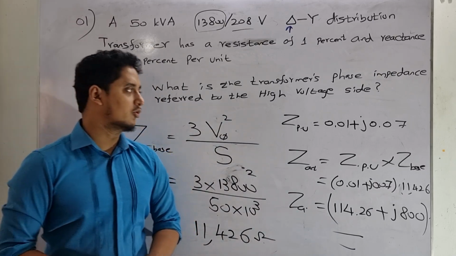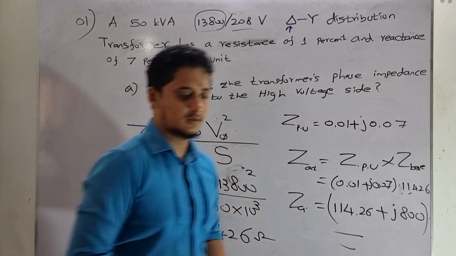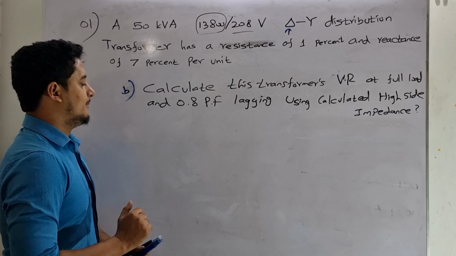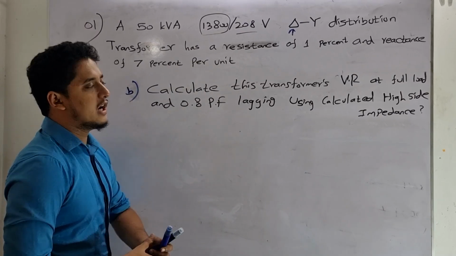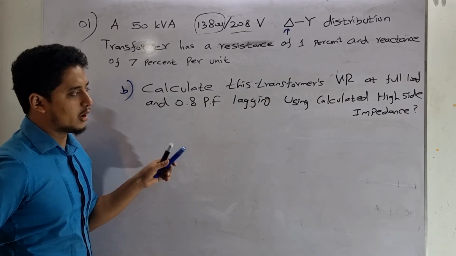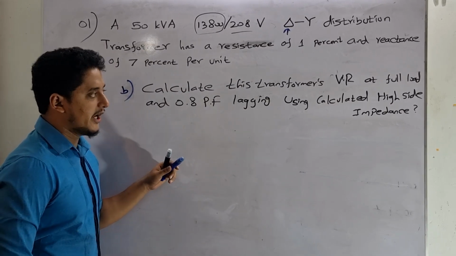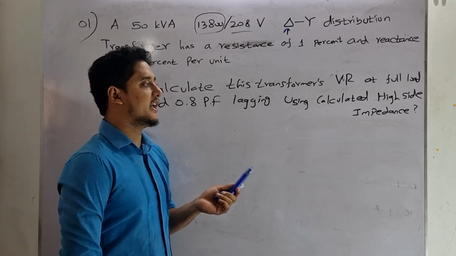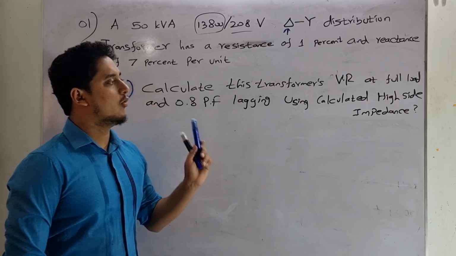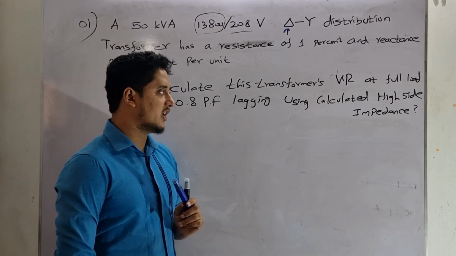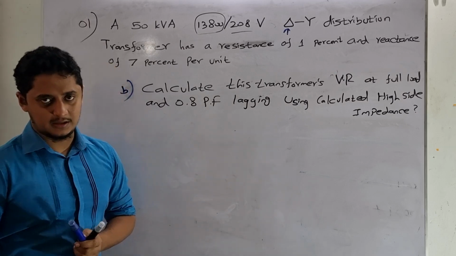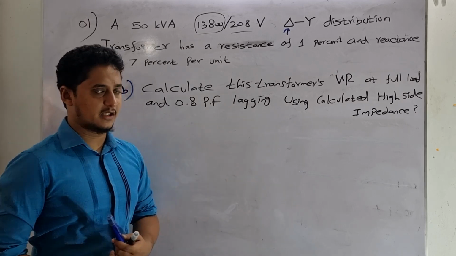Okay, this is the impedance referred to the high voltage side. Now we will move to the second part. Calculate this transformer's voltage regulation at full load and 0.8 power factor lagging using the calculated high side impedance. In this question they are asking for voltage regulation using the high voltage side equivalent circuit.